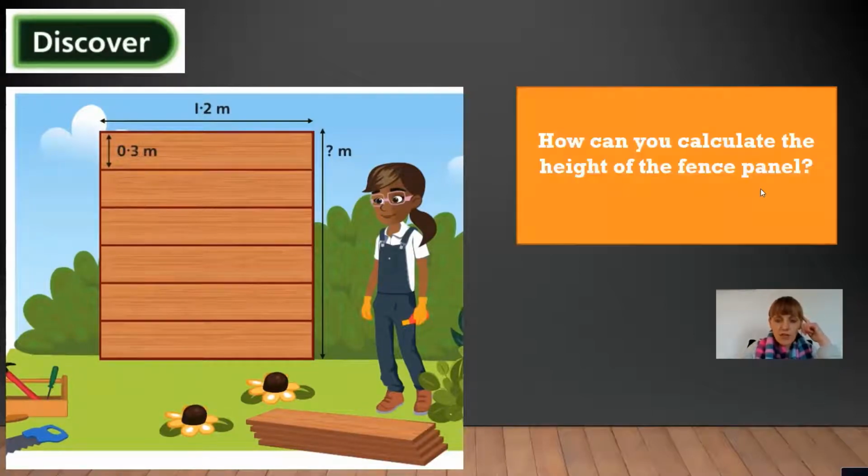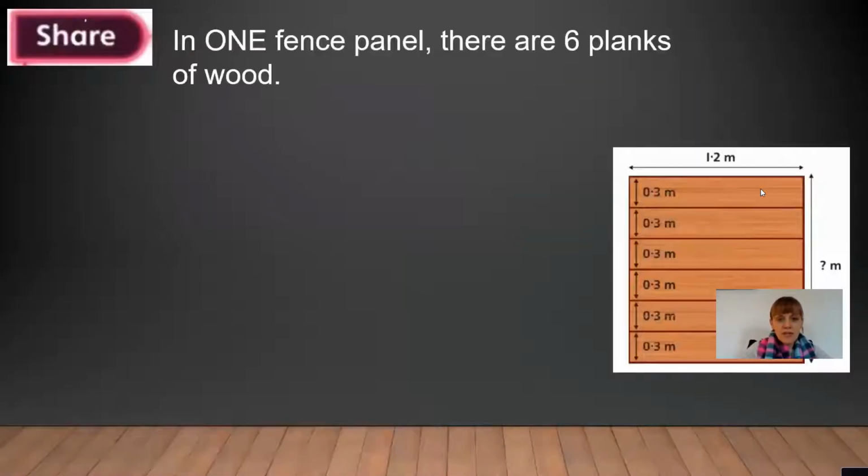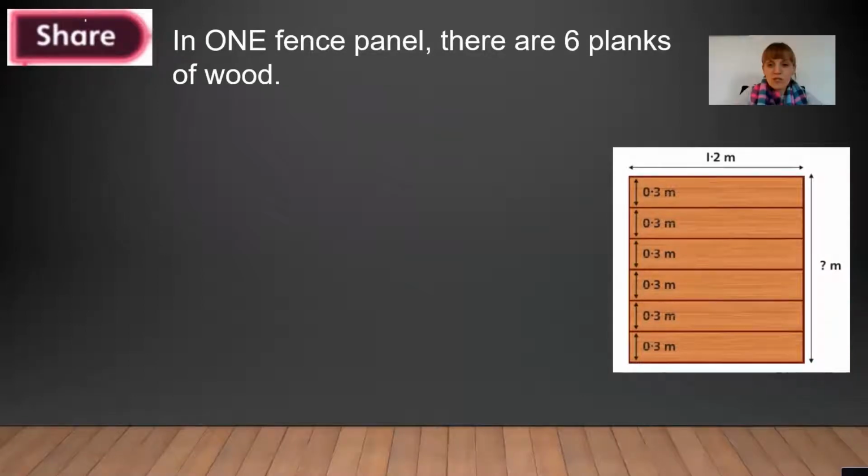Now, our first question that we're going to think about today is how can you calculate the height of the fence panel? So let's think what we know here. We've got one fence panel. There are 6 planks of wood. Can't we see that on the picture here going down? There are 6 of them, and they are all 0.3 meters wide. So have a go at writing down what you think the calculation is to calculate the height of this fence. Write it down. Okay, so our calculation is 6 times 0.3.